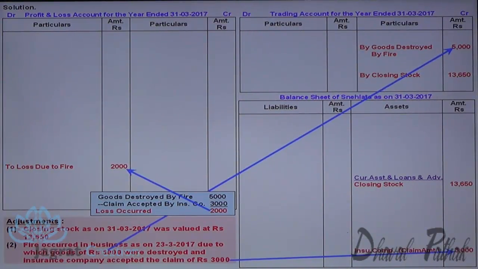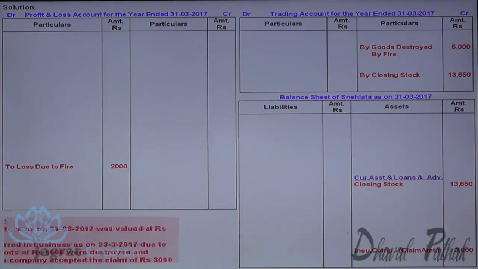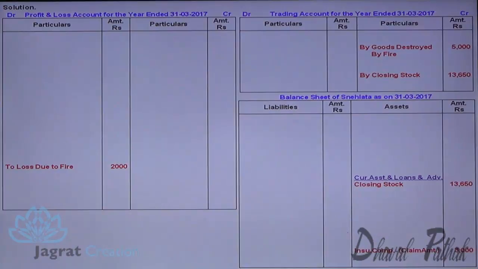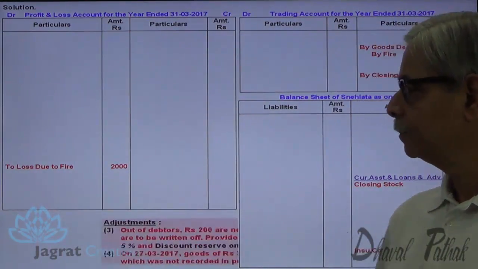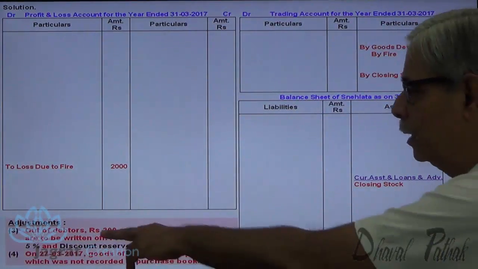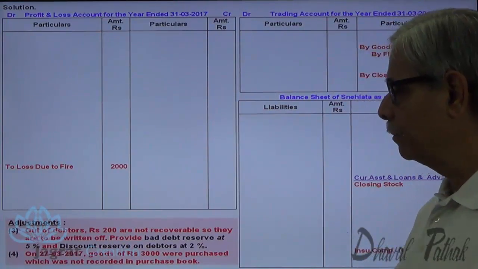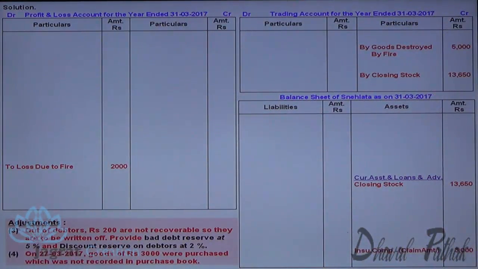Similarly, loss by fire is also transferred to profit and loss account by an adjustment entry. Next. Now, next adjustment. Out of the debtors, 200 are not recoverable.